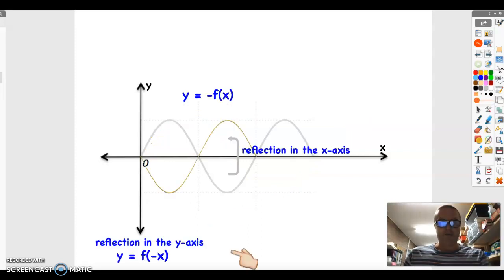And of course we can have reflections in either axis. So the diagram here shows us when we have negative f of x, we have a reflection in the x-axis. The curve sort of flips around the x-axis. If we have f of negative x, so if we swap x with negative x in the function, we see a reflection in the y-axis. So it's the reflection in the x-axis that's shown in this diagram.